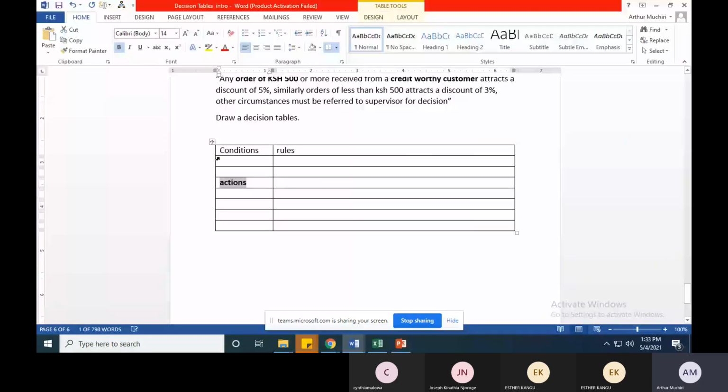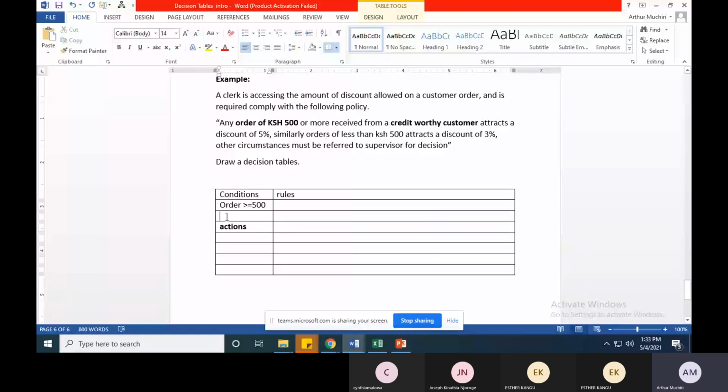So conditions we have order greater than or equal to 500. That is the first condition. We're going to check that. Then the next condition is we're going to check whether this person is creditworthy. Those are 2 different things. Creditworthy. So actions. What will be the first action?